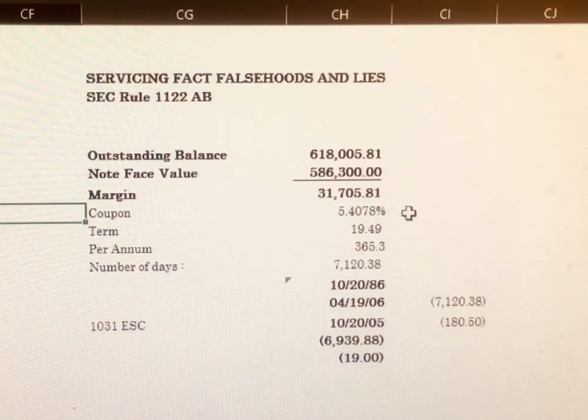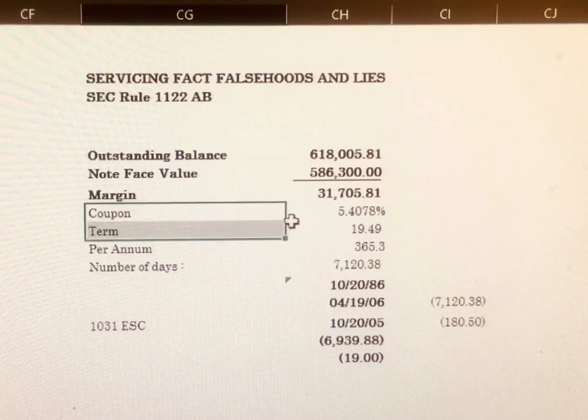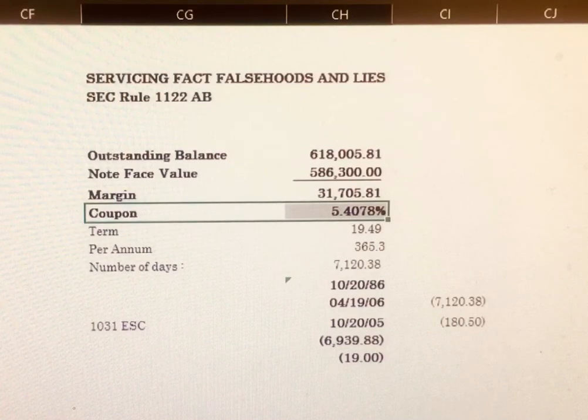Now I have a couple of things available to me that I'm going to calculate. Take, for example, the note. If I divide the margin by the note, it comes up 5.4078. That's called a coupon. That's a manufactured rate. That violates your TIL, it violates RESPA, it violates a number of things, but it's a manufactured rate after the fact.